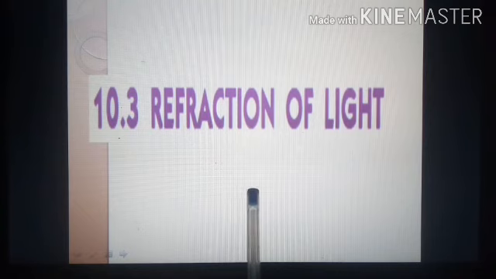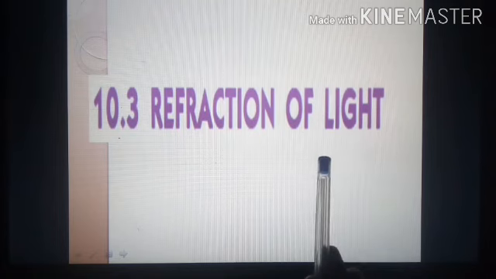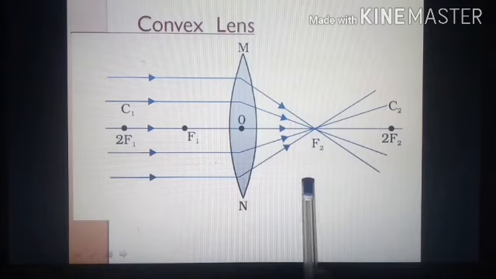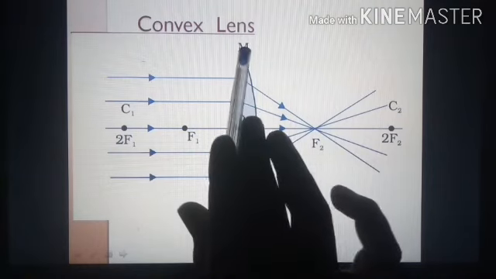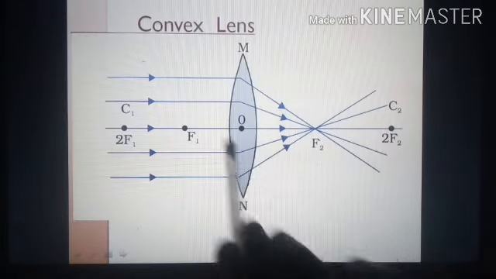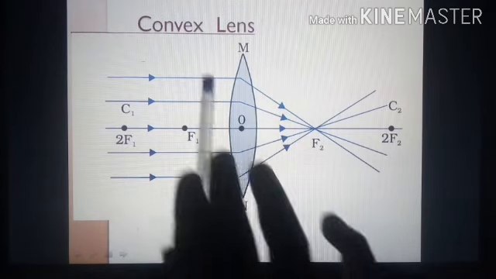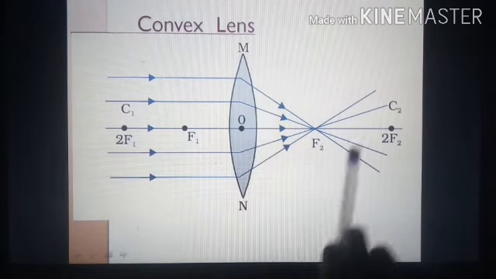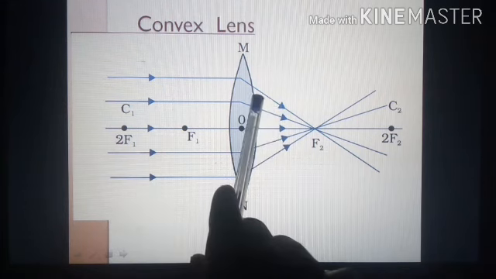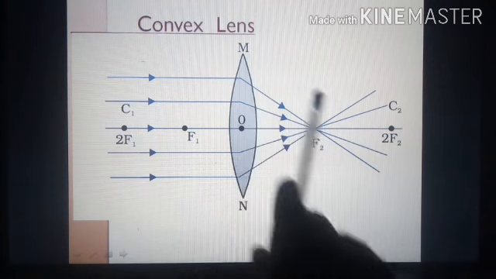In this video we are going to see the refraction of light by various lenses, that is spherical lenses. There are two types of spherical lenses. One is the convex lens, another one is the concave lens. In a convex lens, both surfaces of the lens bulge outwards. So this is a convex lens. It is called a converging lens because light rays after falling on the lens converge at a point.